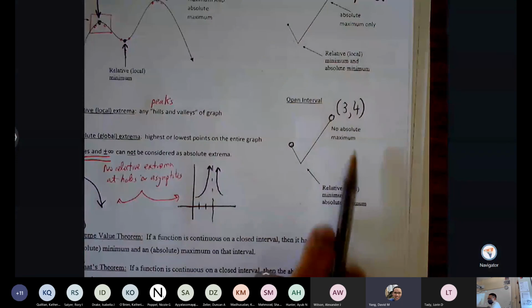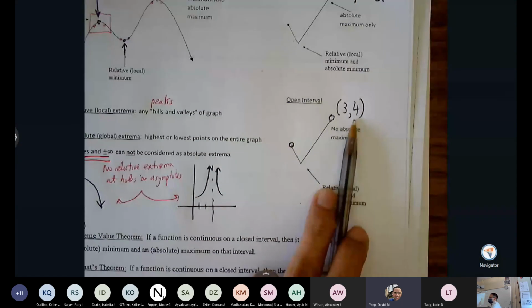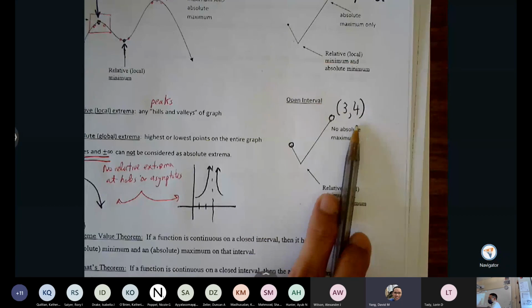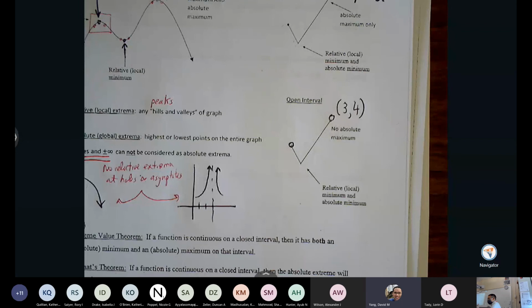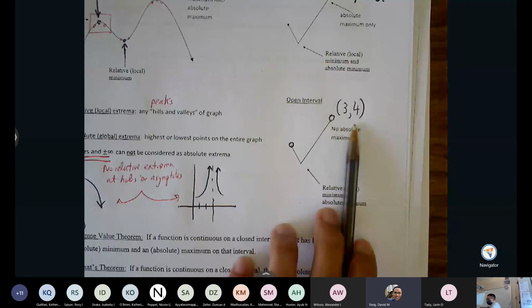Even though it will get infinitely close towards 4, we're not able to pinpoint a specific number that is higher than everything else, right? So if I choose a point really close, let's say 3.999, I can always turn around and find a point even closer, even higher. So we can get infinitely close towards 4, but we're not able to pinpoint a specific number. So we say there's no absolute maximum here.